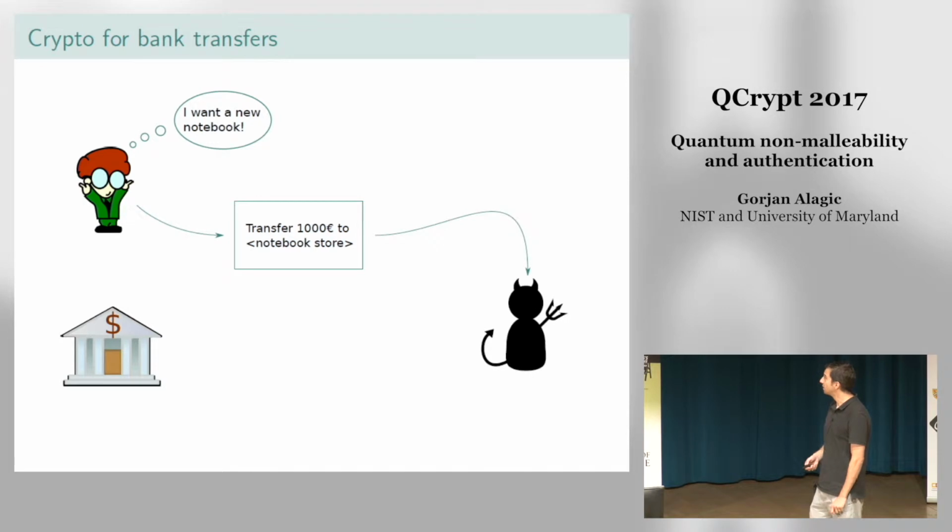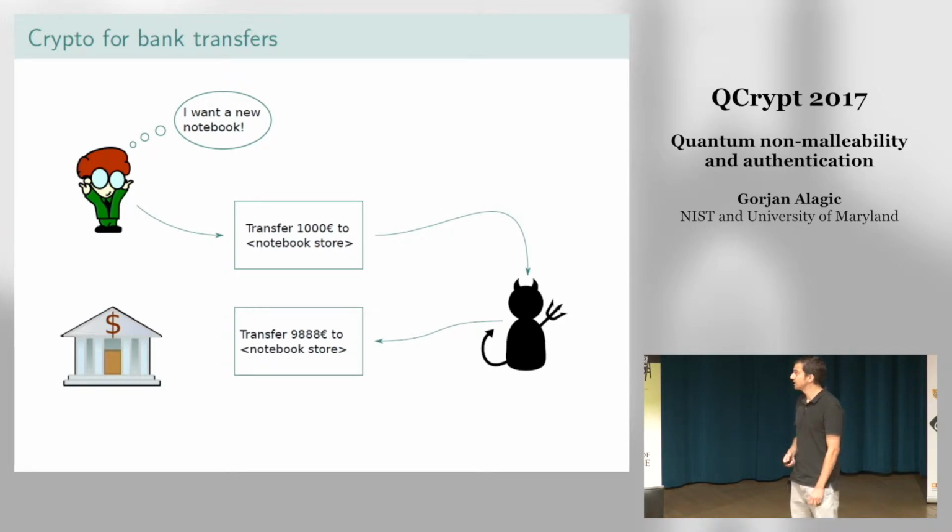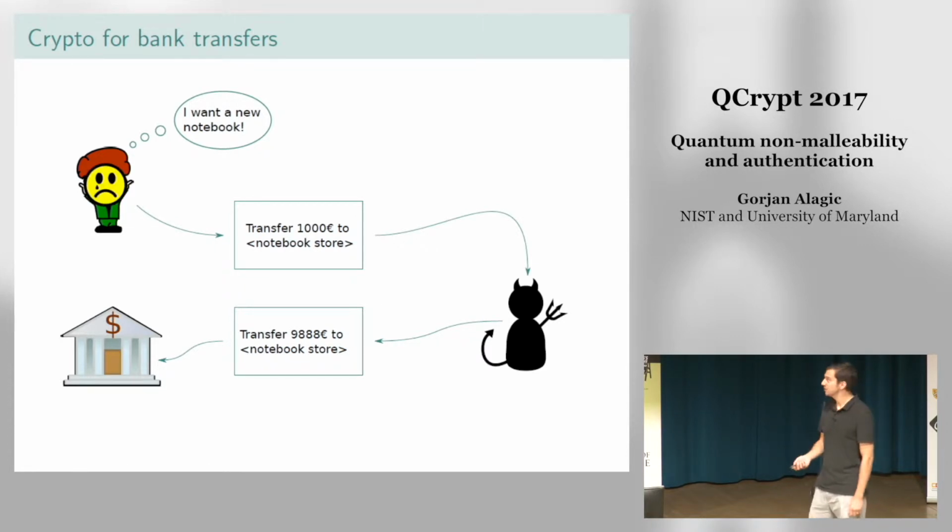Now, of course, there could be some adversary that has access to the communication channel. And perhaps this adversary has the ability to change your message to transfer some much larger amount. Perhaps it's even the notebook store owner. And that, of course, would make you quite unhappy.